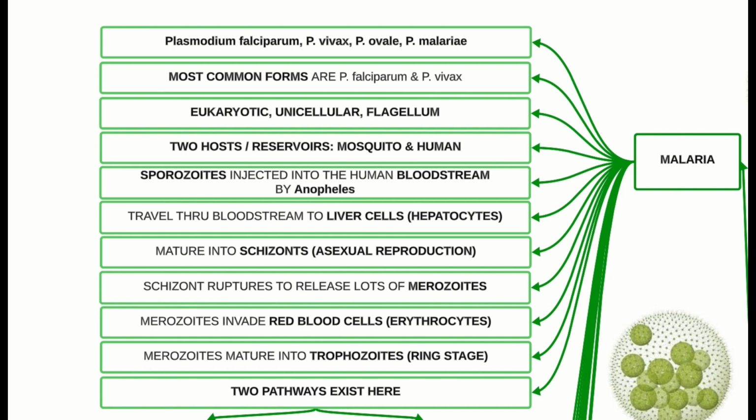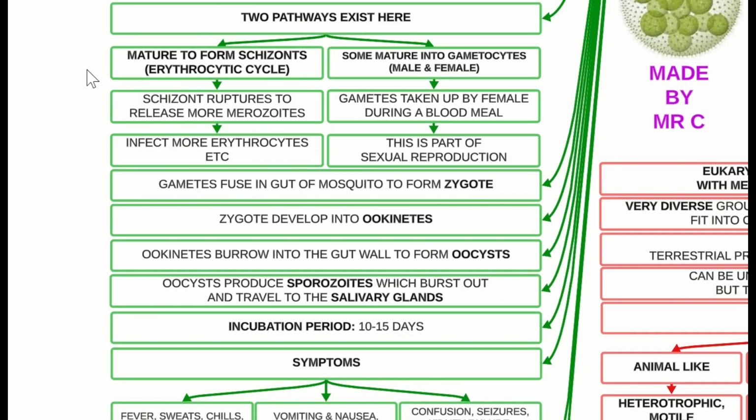The merozoites invade the red blood cells called erythrocytes, and then the merozoites mature into trophozoites in something called the ring stage. From here, there are 2 pathways. The first one, called the erythrocytic cycle, is when the trophozoites mature to form schizonts. The schizont then ruptures to release more merozoites, which infect more erythrocytes, and it keeps going around in a cycle. However, some mature into gametocytes, which is the male and female gamete.